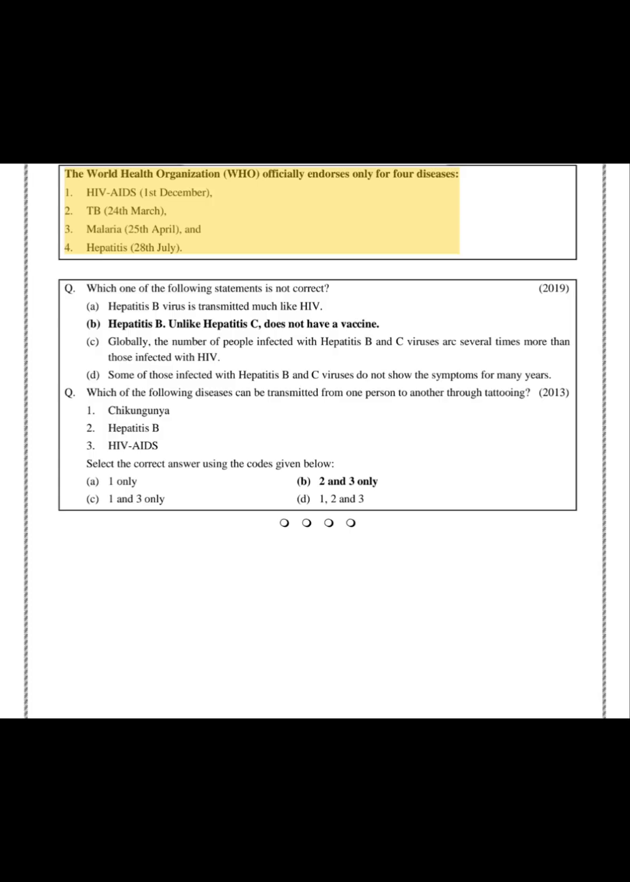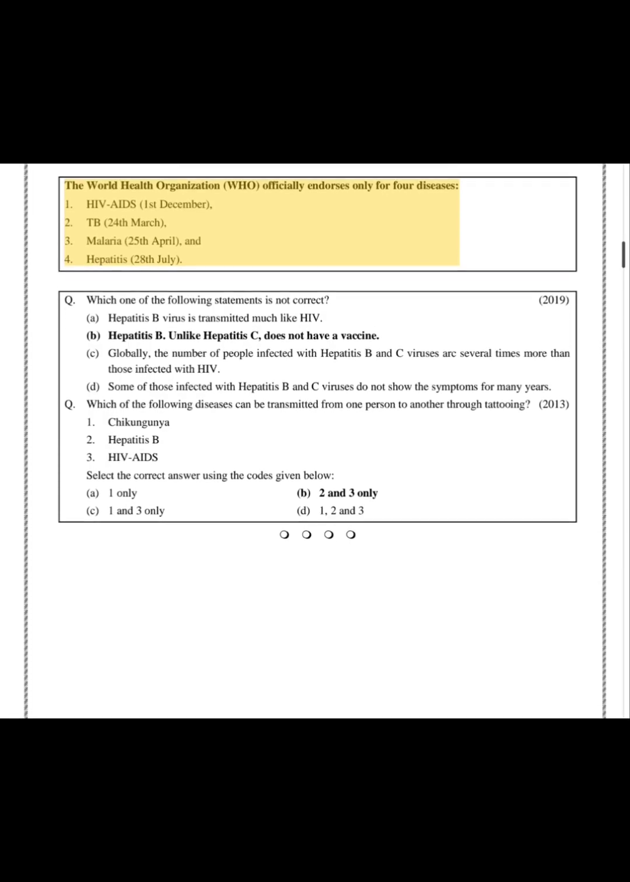The World Health Organization, WHO, officially endorses only 4 diseases. 1. HIV/AIDS, the 1st of December. 2. TB, the 24th of March. 3. Malaria, the 25th of April, and 4. Hepatitis, the 28th of July.